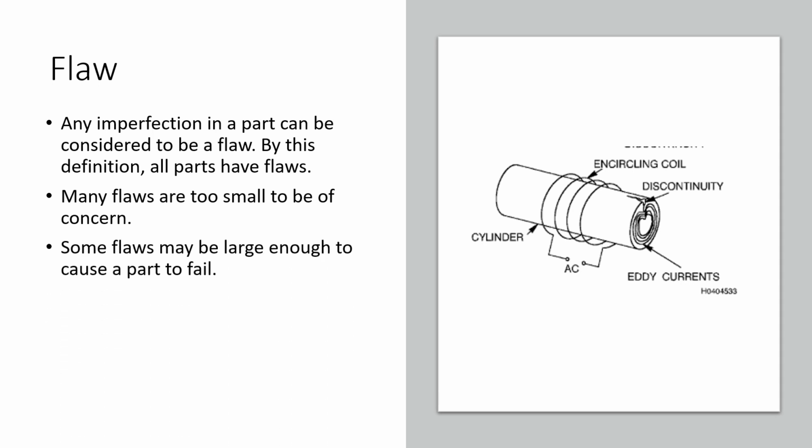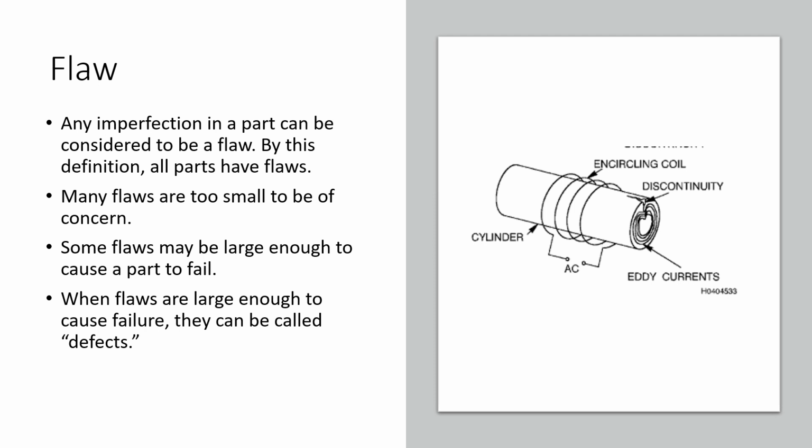But if they get to be a large enough concern, if they're beyond a certain size, they can cause the part to fail. And at this point, we end up calling them defects. So when a flaw gets big enough to cause failure, they're called defects. So that's the difference between a flaw and a defect.